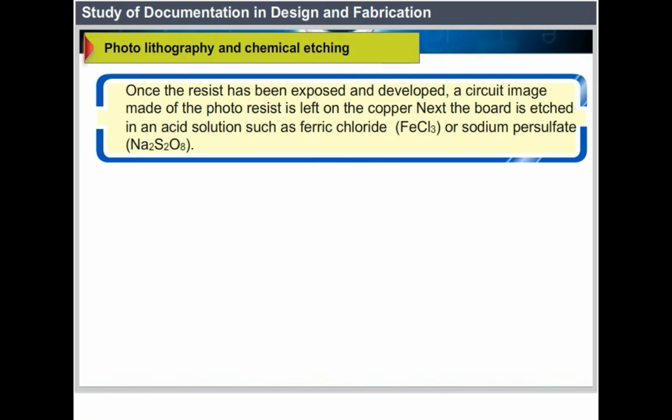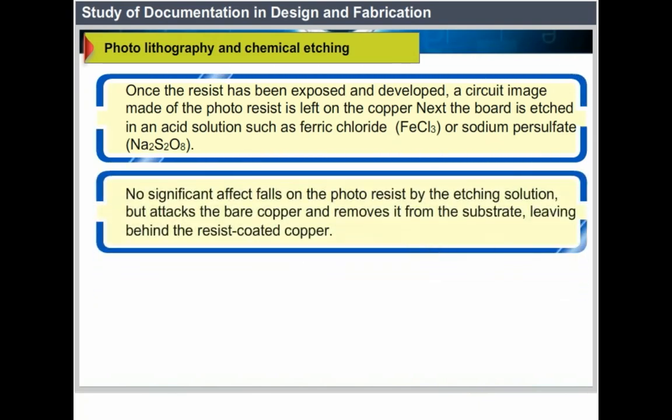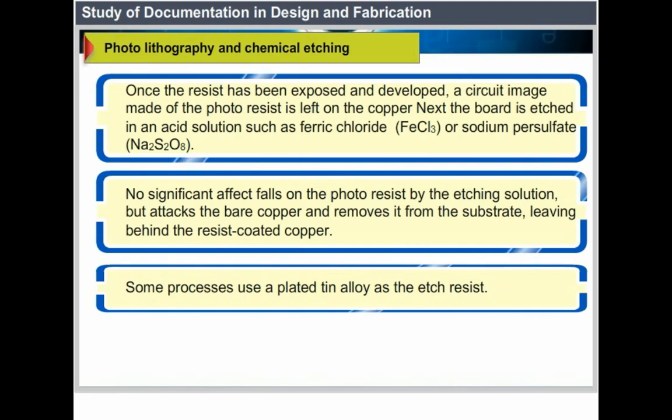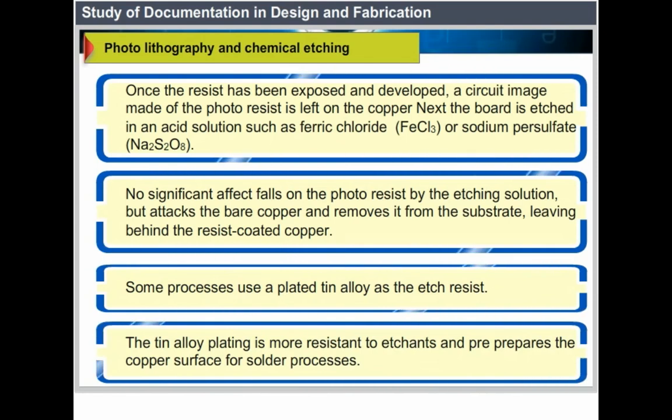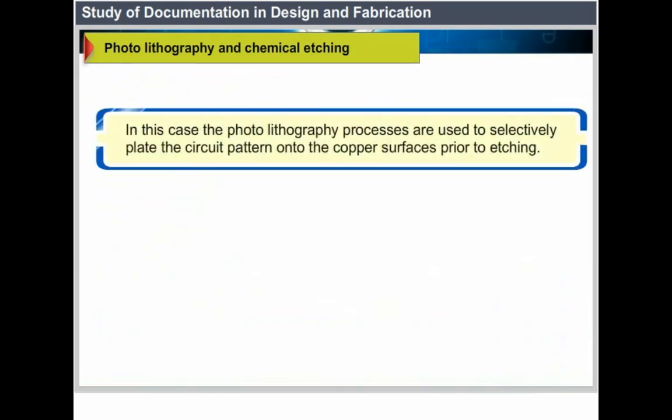Next, the board is etched in an acid solution such as ferric chloride (FeCl3) or sodium persulfate (Na2S2O8). The etching solution does not significantly affect the photoresist but attacks the bare copper and removes it from the substrate, leaving behind the resist-coated copper. Some processes use a plated tin alloy as the etch resist. The tin alloy plating is more resistant to etchants and prepares the copper surface for solder processes. In this case, the photolithography processes are used to selectively plate the circuit pattern onto the copper surfaces prior to etching.